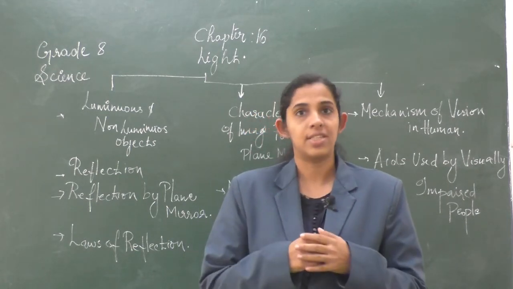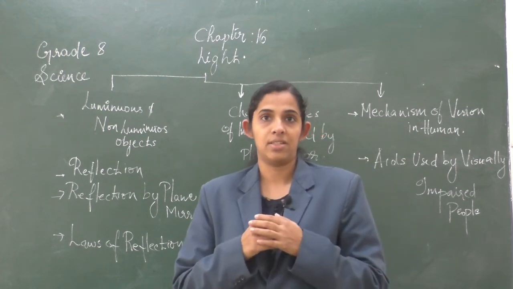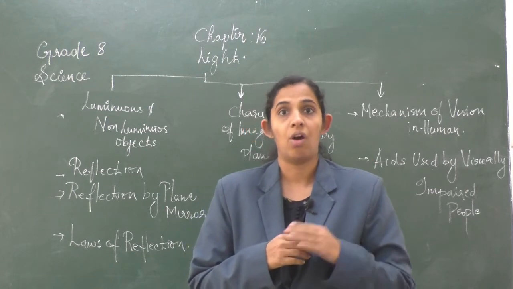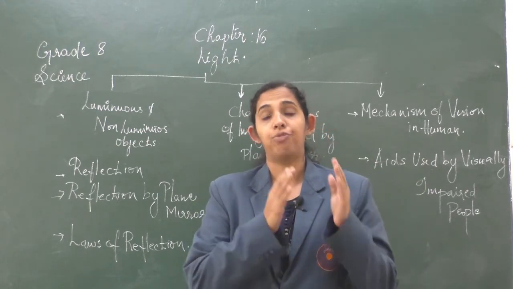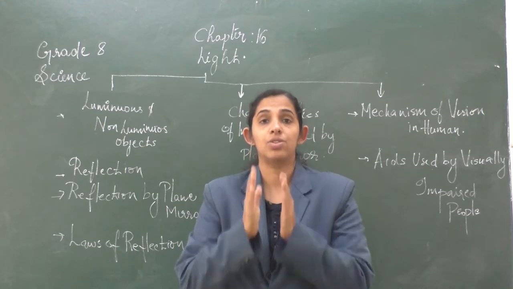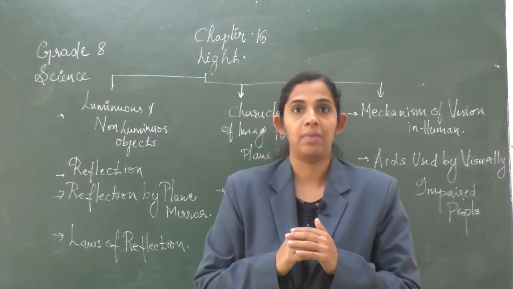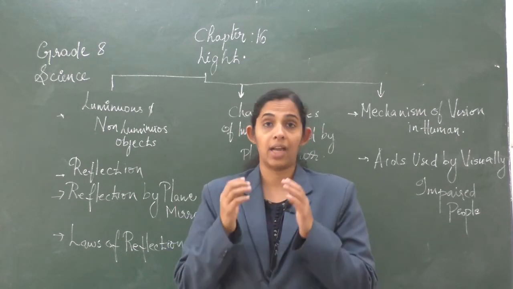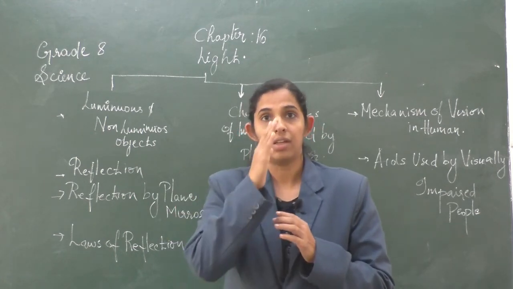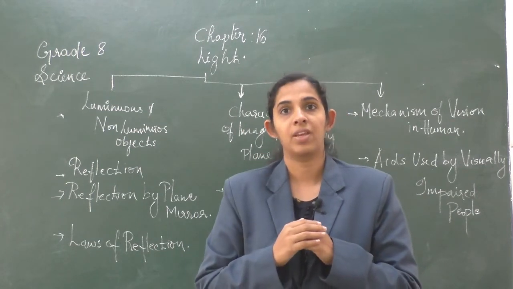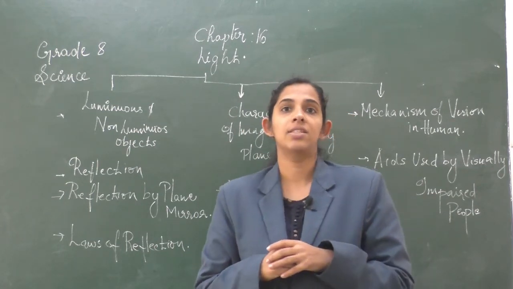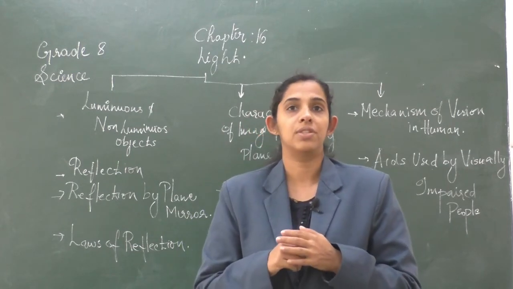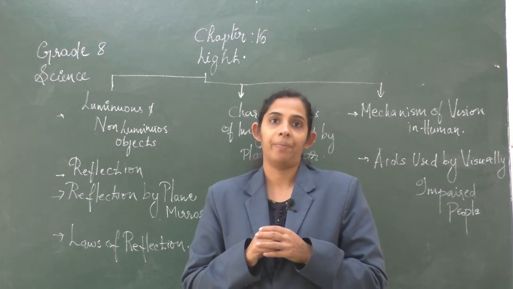The first law of reflection says the angle of incidence, that is the angle formed between the incident ray, which is coming from the source of light or from any object, and the normal to the surface of the plane mirror, will always be equal to the angle of reflection, that is the angle between the reflected ray and the normal to the surface of the mirror. And the second law of reflection says the incident ray, the reflected ray and the normal to the surface all lie in a common plane.